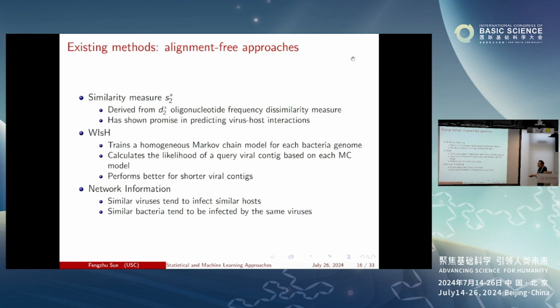Another piece of information that we can use to predict the virus-host interaction is the following. Similar viruses tend to infect similar bacteria, and similar bacteria tend to be infected by similar viruses. So that's just the biological fact. And so we talked about alignment-based methods, alignment-free methods, and also network methods. And how do we make a unified framework that can integrate all this information together to predict virus-host interactions?